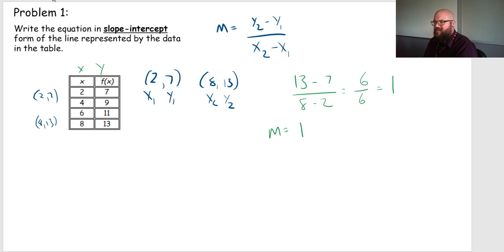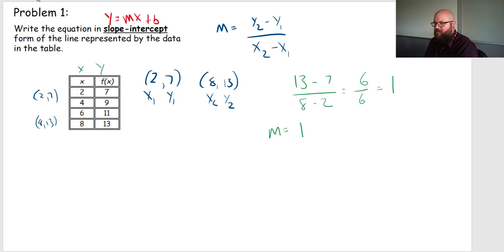Alright, so what is the equation for our slope-intercept form? You guys should remember it's y equals mx plus b. So we've got our slope. We just found out that's 1. What about our b value, our y-intercept? Well, we know our slope already, and we can take any one of these x, y values. I'm just going to use 2 and 7 and see what we come up with.